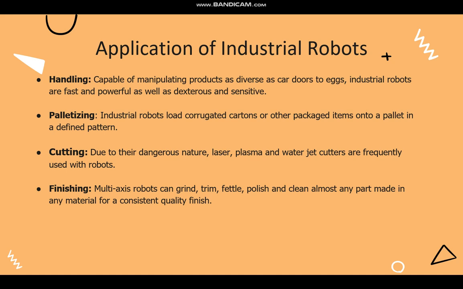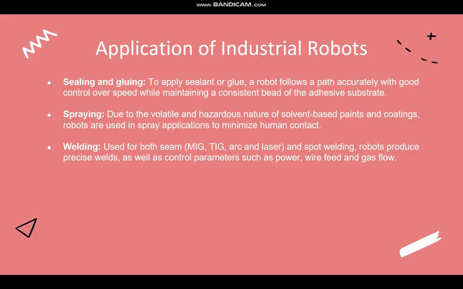Cutting. Due to their dangerous nature, laser, plasma, and water jet cutters are frequently used with robots. Finishing. Multi-axis robots can grind, trim, buff, polish, and clean almost any part made in any material for a consistent quality finish. Sealing and gluing. To apply sealant or glue, a robot follows a path accurately with good control over speed while maintaining a consistent bead of adhesive substrate.